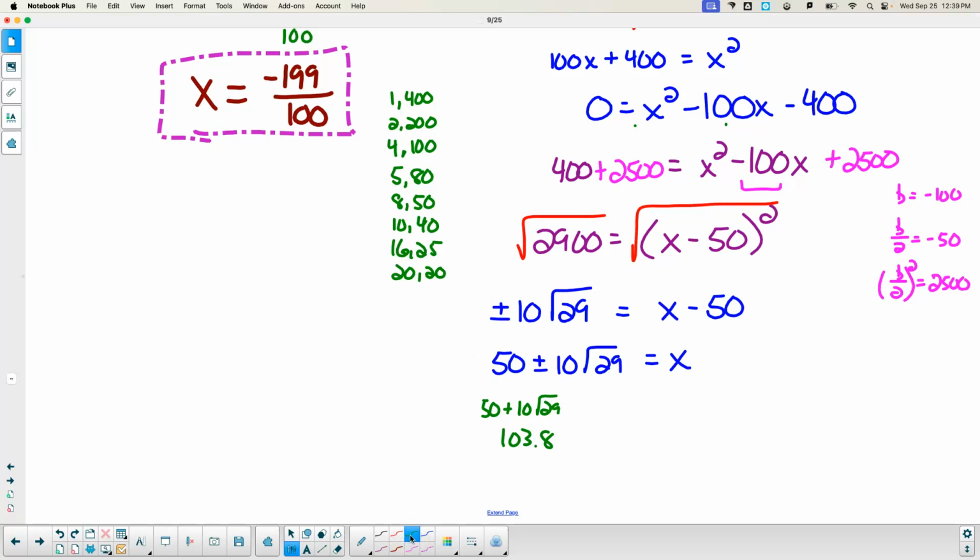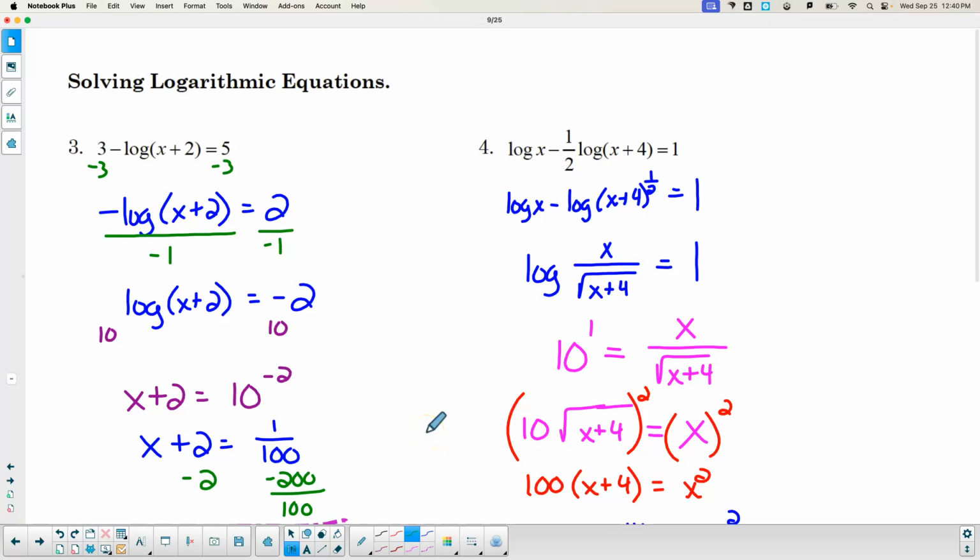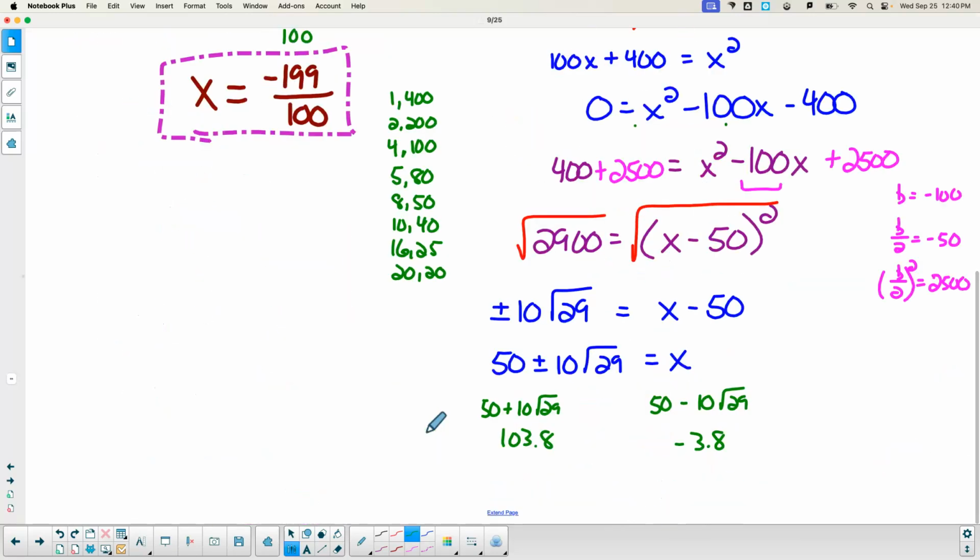Approximately, how much is 50 minus 10 square roots of 29? Around negative 3.8? Can I check that one back in my original equation? Can I take the log of negative 3.8? Nope. So that one automatically, without even trying, that one automatically gets tossed out. Because we have log of x. There's no exponent that I can put on 10 to get a negative number.